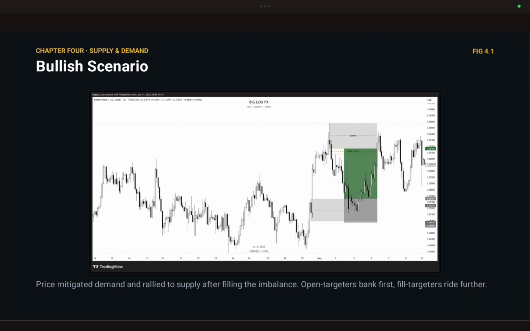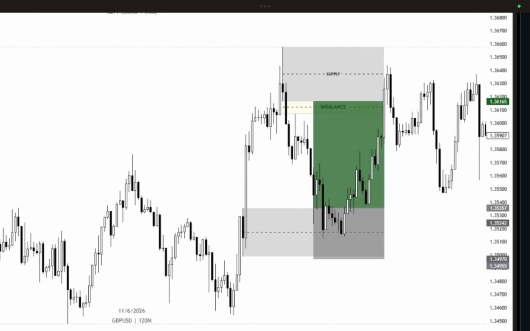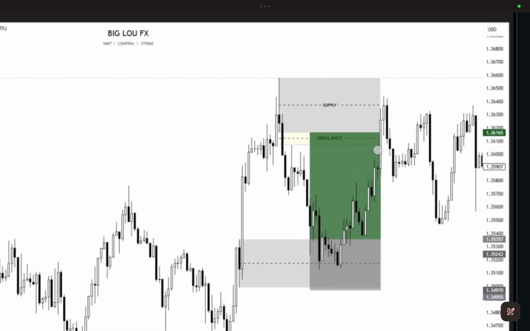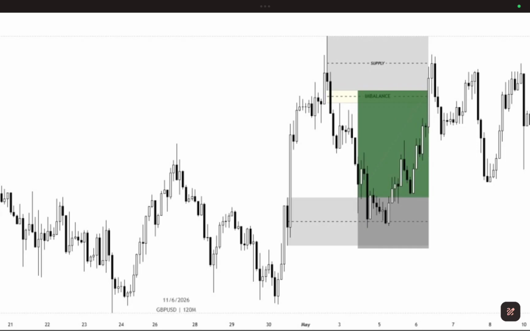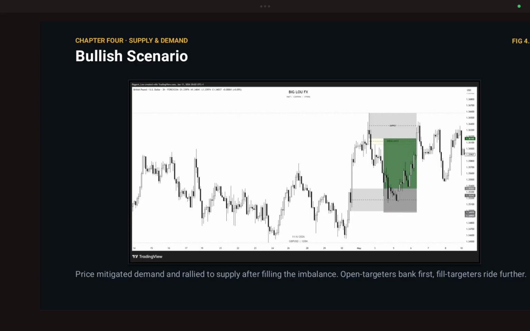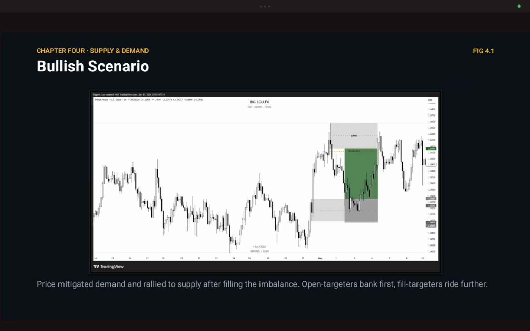Price mitigated demand and rallied to supply after filling the imbalance. Open targeters bank first, fill targeters ride further. What do I mean? That they get paid first. People that target the open, they get paid first. Then people that target the fill of it to get to the supply, they get paid later. Okay, they also get paid. Everybody gets paid. So that is that for that.